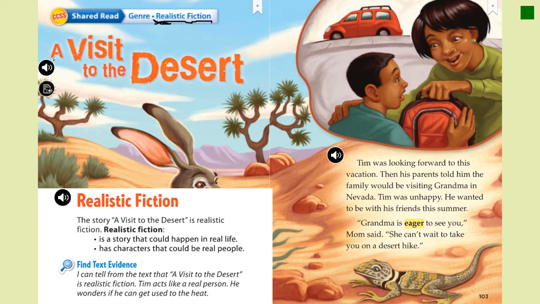And the characters could be real people. The setting is also real. You can find a problem and a solution. Okay? Ready to start? Don't forget the genre of this story is realistic fiction because it could happen in real life and the characters could be real people.